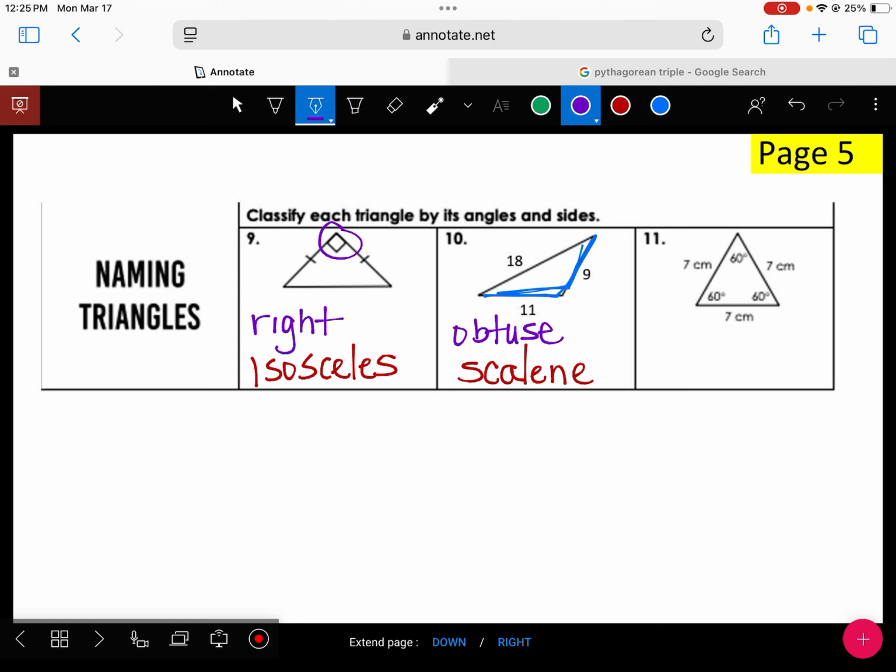And this last one is an equiangular. And it's also equilateral. If you have a triangle that's equilateral, we automatically know that the angles are the same. So if all 3 sides are the same, then all 3 angles will also be the same.